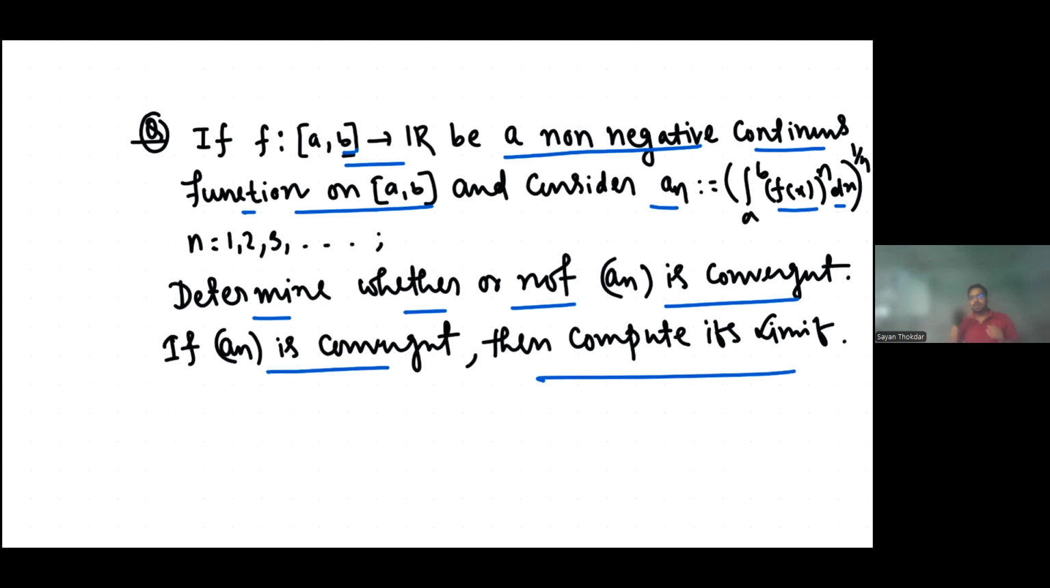So what have we been given? We have been given a continuous function which is non-negative on the closed interval [a, b], and with the help of this non-negative continuous function we construct a sequence, given by an integral. We have to determine whether a_n is convergent or not. If it is convergent, find its limit. So we are proceeding to the solution.